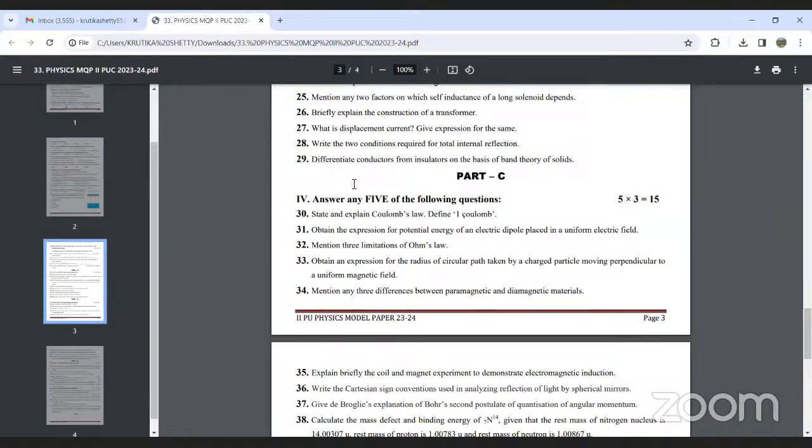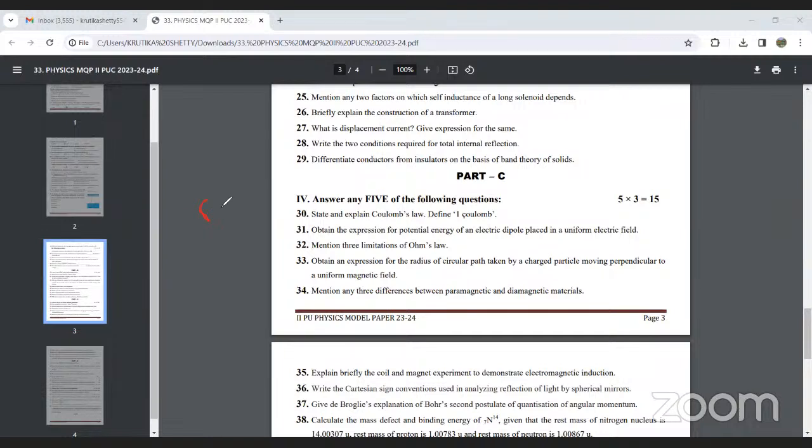See, state and explain Coulomb's law and define 1 coulomb. Statement for the Coulomb's law, a very simple question. This can come for 1 to 2 marks too. It is not that it will be asked in 3 marks only. State and explain Coulomb's law.